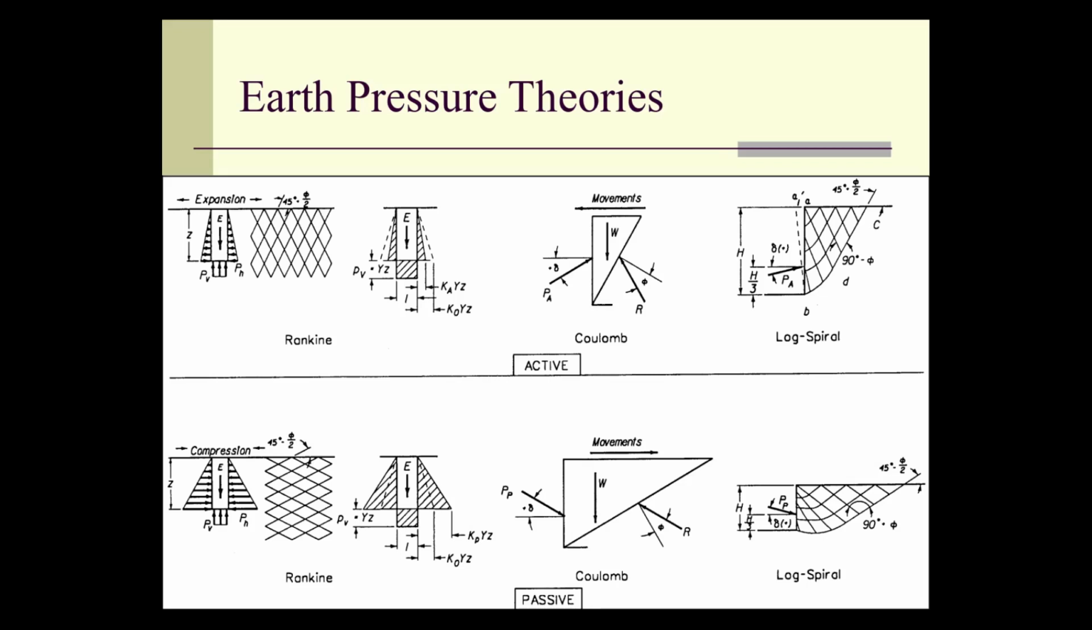Log spiral theory is the last one. Log spiral theory basically throws out the idea that the failure surface is planar. Notice in Coulomb that slope surface, failure surface is planar. In other words, it's straight. Log spiral says, no, that's not true. It's actually more of a log spiral. And we're going to come back to this with a vengeance when we get to bearing capacity problems, but it assumes it's different. The log spiral is very useful, and it's got an important place, but the computations are a little bit more complicated with log spiral.